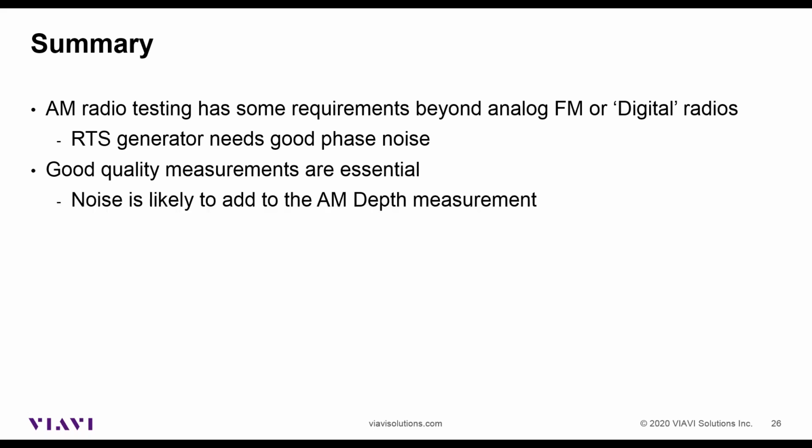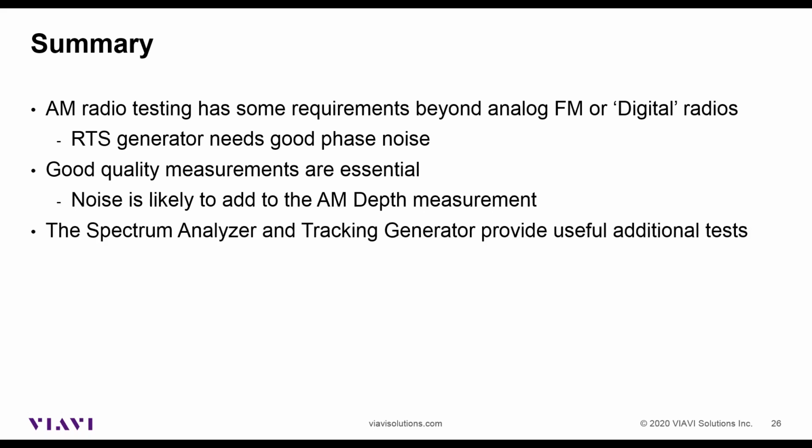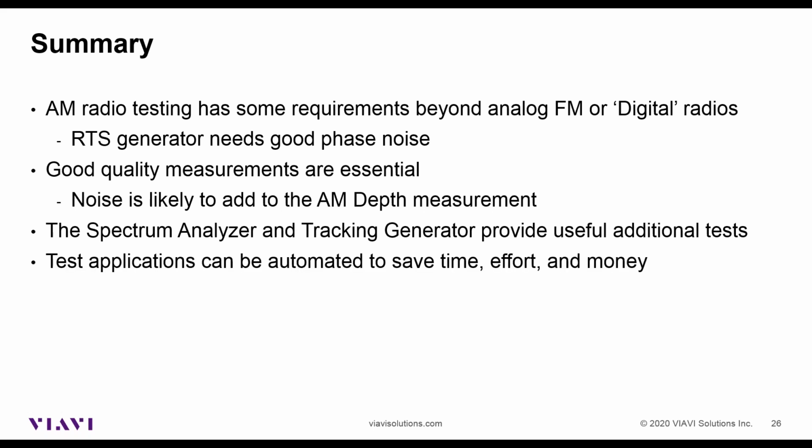Remember, it's very, very important, we stress this, that the AM depth measurement is impacted by any noise. So optimize the IF bandwidth, the IF filter. The spectrum analyzer and tracking generator capabilities add useful additional functions and features like tuning filters, checking antennas, and monitoring for interference. I highly recommend you consider test applications, whether they come from us, yourselves, or a third party, to automate things, save you time, save you effort, and save you money.